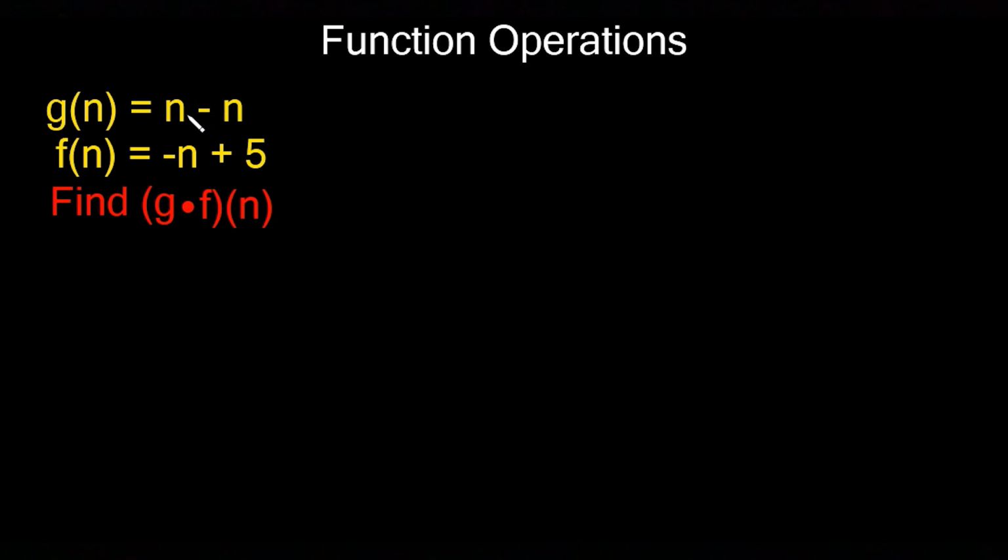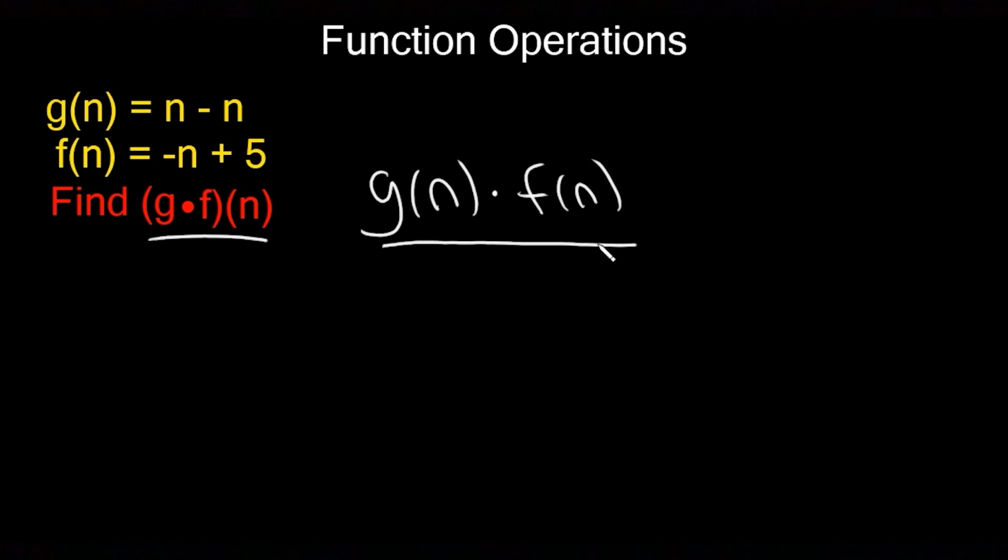We have g of n and we have f of n. They want us to find g times f and then of n. So the first thing that you have to understand is, what are they even asking you to do here? Well, we know that this operation right here is multiplication, okay? So essentially what they want you to do is g of n times f of n, okay? That's what this means right here, okay? It's the same exact thing, but this obviously right here is a little more obvious, okay?